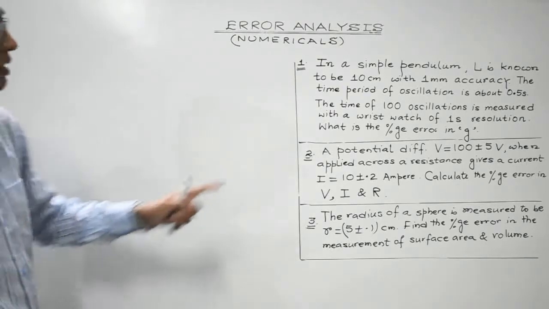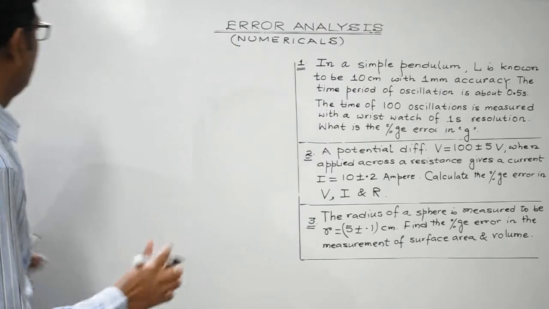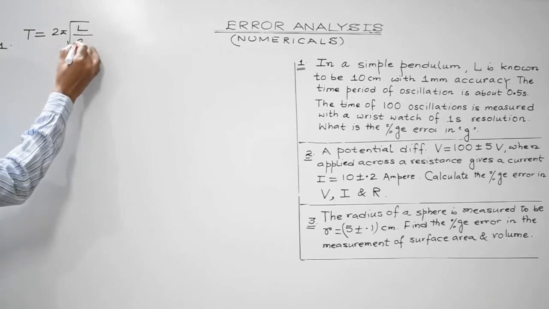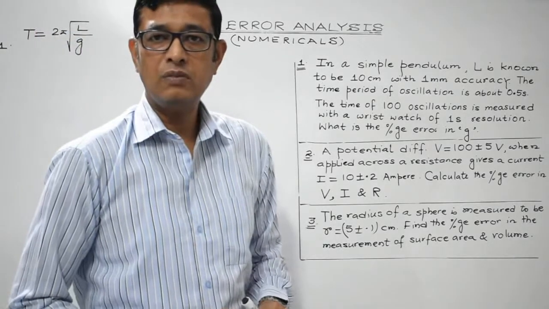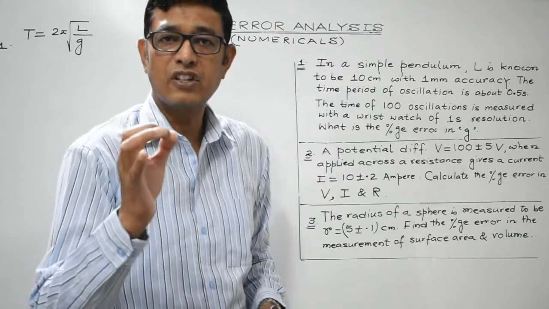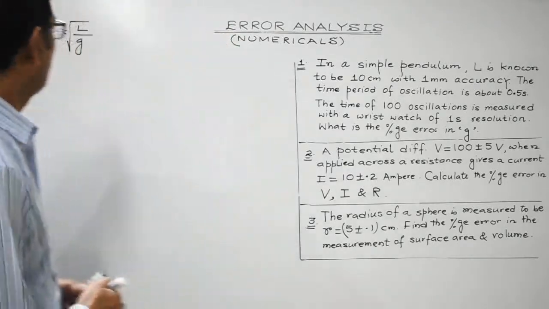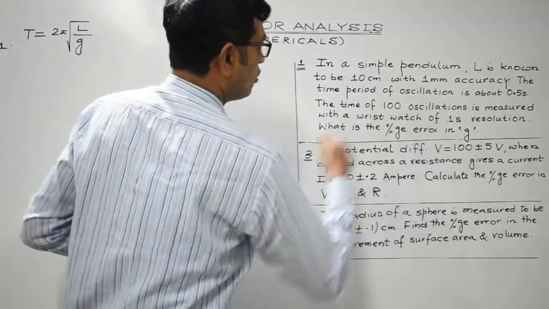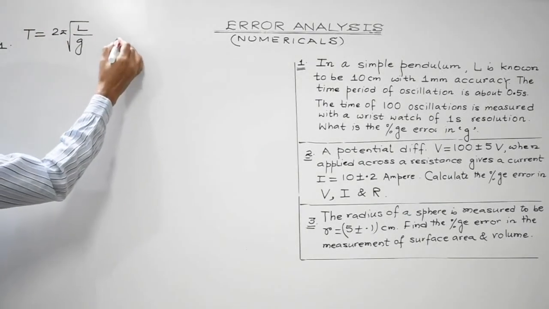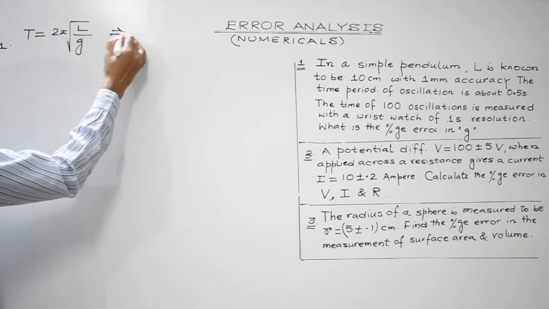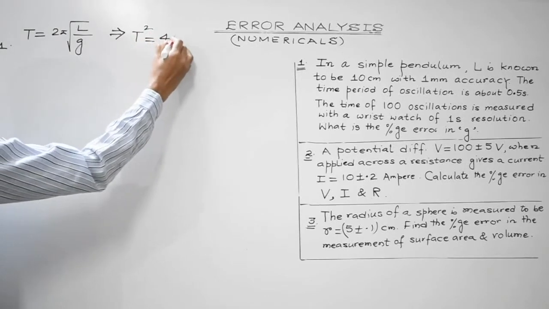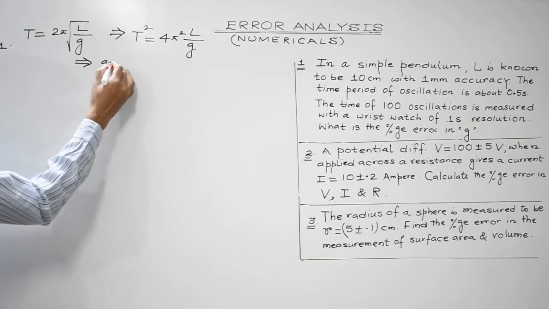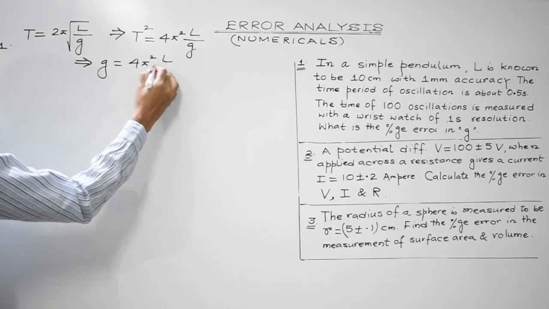Look, first and foremost, it's the case of a simple pendulum, right? In the case of a simple pendulum, the time period is given by T equals 2 pi square root of L by g. L is the length of the pendulum, small g is the acceleration due to gravity, right? Since we are supposed to determine the percentage error in small g, squaring both the sides, we get T square equals 4 pi square L by g, which further implies that g equals 4 pi square L by T square.